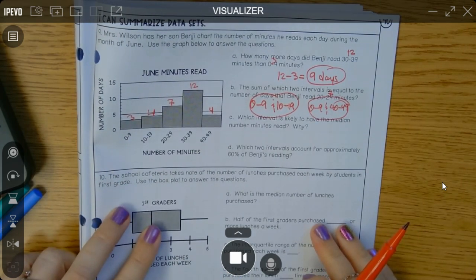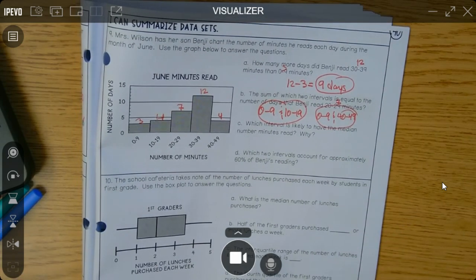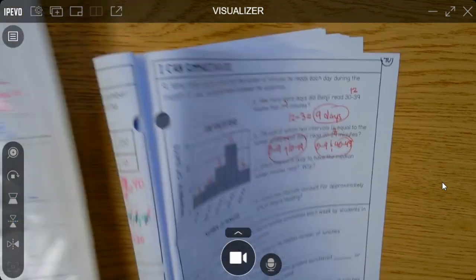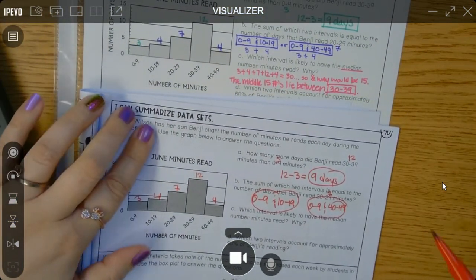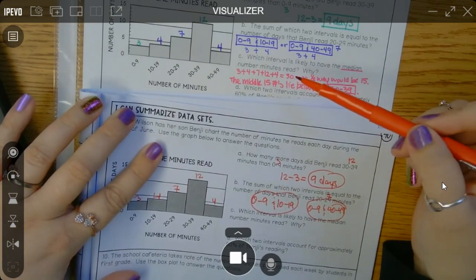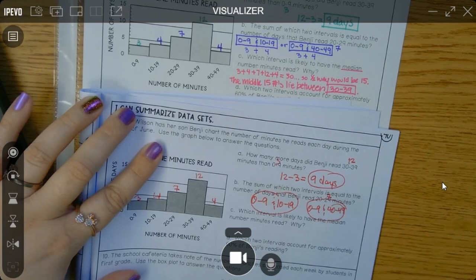Which interval would you say is most likely to have the median number of minutes, and why? Okay, what would you say? Okay. I said that 30 to 39, because if you add all these together, like this section, this section, this section, this section, this section, that's like the total number of days, you get 30.